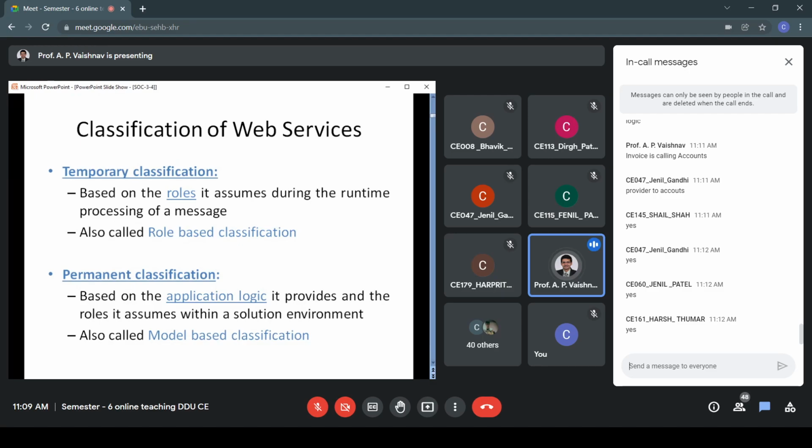Invoice is playing the requester role, right? You are requesting the account service. And what will the account service do? It will provide the service to invoice. Yes or no? It will provide the service, right? So this is called a role. And roles are always differing at runtime. Whatever the situation, based on that, the role will change. So this is called role-based classification.